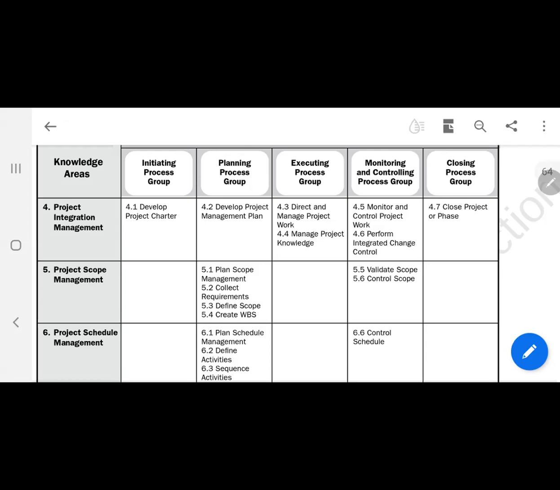Another output is what? Work performance data. Work performance data are the raw observations and measurements that are collected during execution processes. And they are used at monitor and control processes to make decisions on how the project can be corrected and whether it aligns to the expected performance. That's the health of the project. So track, regulate, and review the health of the project, as it were. So monitor and control process group does that.